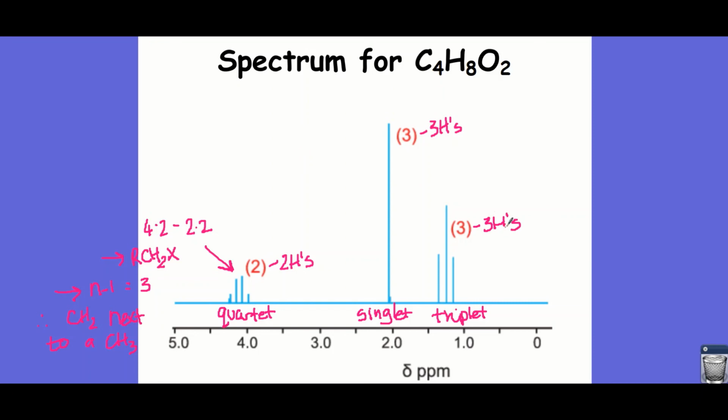In fact, I'm not going to look at that first. I'm going to draw this up. So if this is a CH2 next to a CH3, I'm probably going to have something that looks like this. I don't know what comes next. I know it's not going to be another CH2 because of what the quartet tells me, but it's going to be something. I just need to figure out what it is.